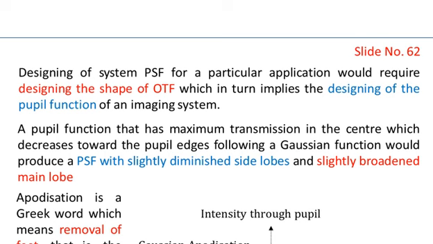So our main objective is to design the point spread function. But you know that the point spread function is nothing but the Fourier transform of the optical transfer function. So the designing of a PSF lies in the designing of the optical transfer function, and you know that the optical transfer function is connected with the pupil function, either directly for the coherent case or indirectly for the incoherent case. So the designing of a point spread function lies in the designing of the pupil function of an imaging system.